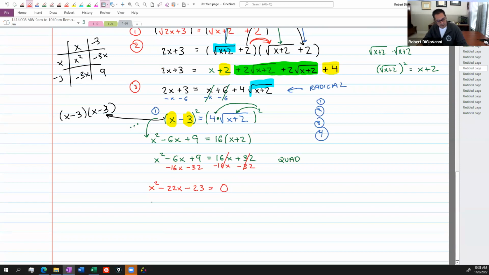I'm almost out of time, so I have to finish this up. So this does factor: x minus 23, x plus 1 equals 0. You set each of those to 0 and you get two answers, 23 and negative 1.